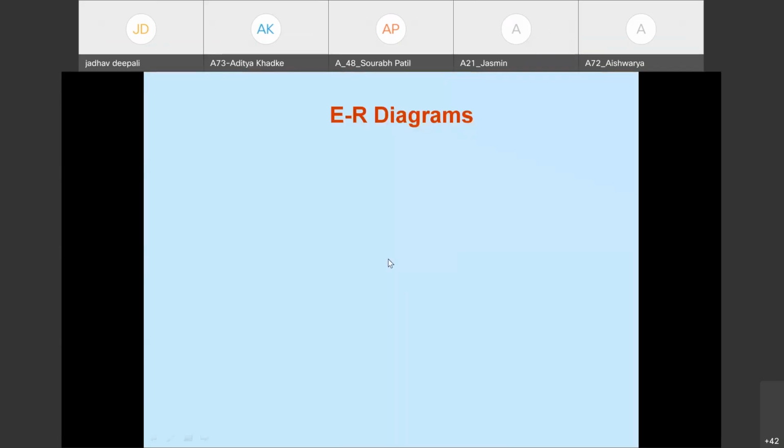So ER diagram. What is an ER diagram? As its name says, it is a diagram. Diagram means to represent the ER model graphically. So an ER diagram can express the overall logical structure of a database graphically.